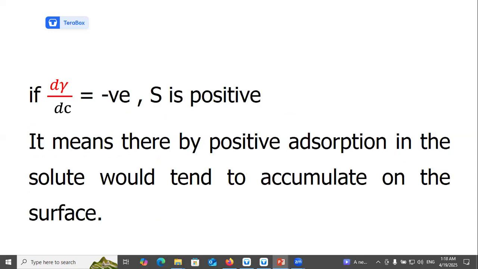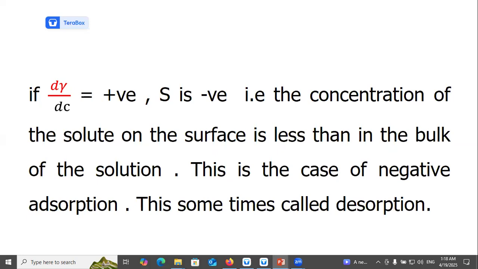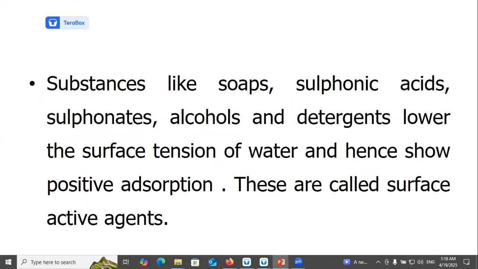If d gamma over dC is negative, gamma is positive. It means positive adsorption: the solute would tend to accumulate on the surface. If d gamma over dC is positive, gamma is negative, that is, the concentration of the solute on the surface is less than in the bulk of the solution. This is the case of negative adsorption, sometimes called desorption.